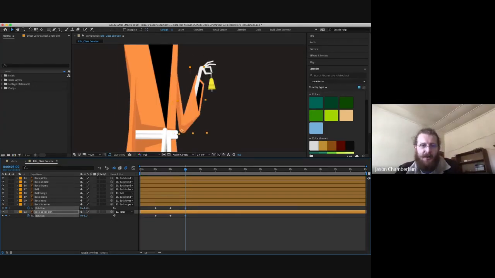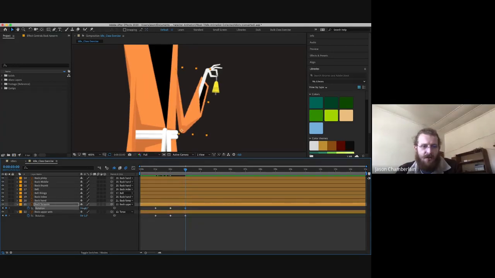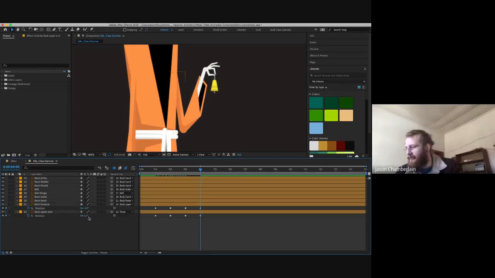Then we're going to bring our arm forward, and I don't want it to be too intense, but about 5 degrees would probably be a good one. Then moving over to second number four, I'm going to bring that upper arm backwards down to positive 2 degrees, and I can adjust my forearm to negative 1.5. So now we've got a little bell movement going on.